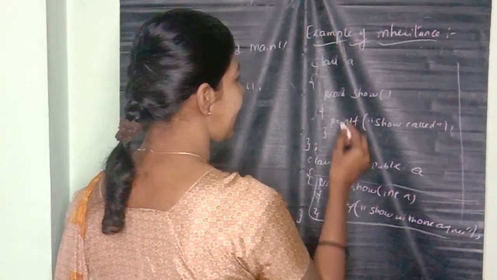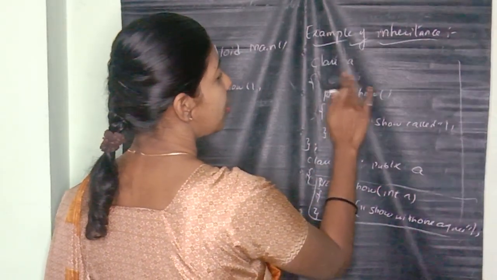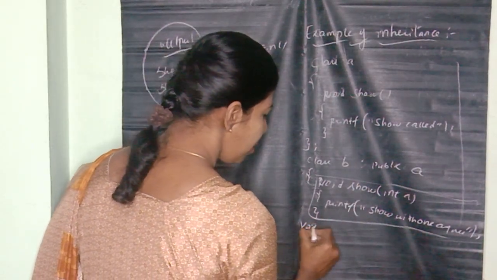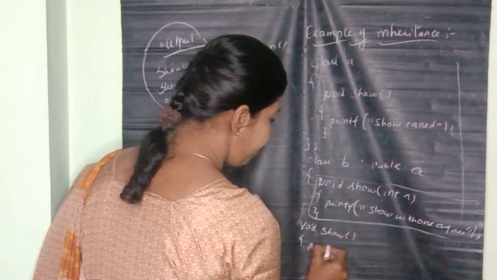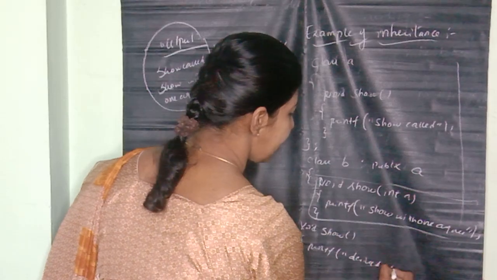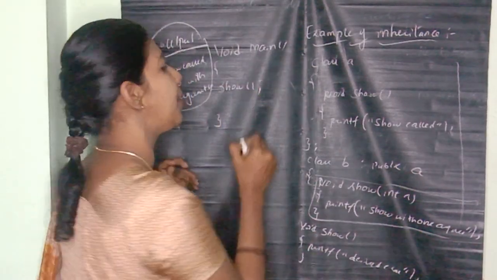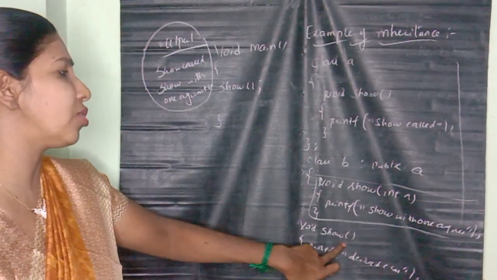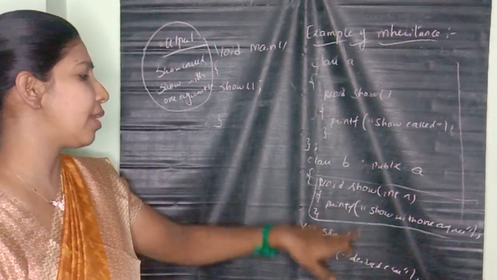Now I am creating another function here, void show of, with printf derived class. Closing the bracket. Now with the show function created in the derived class as well, which function will be called? The function in the base class or in the derived class?